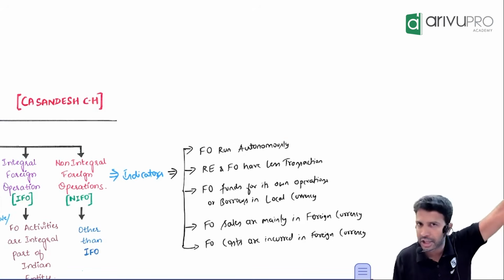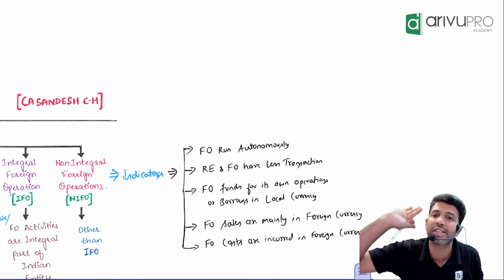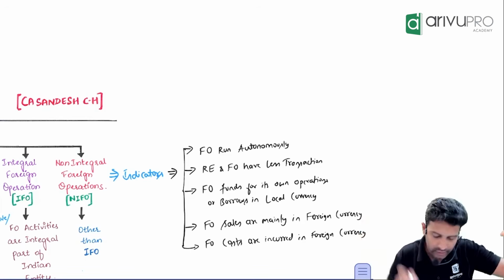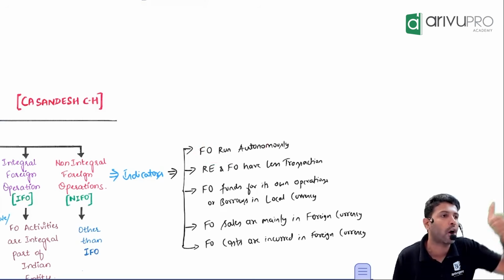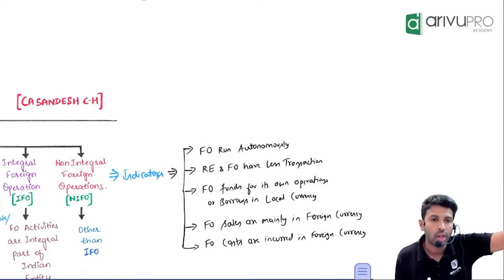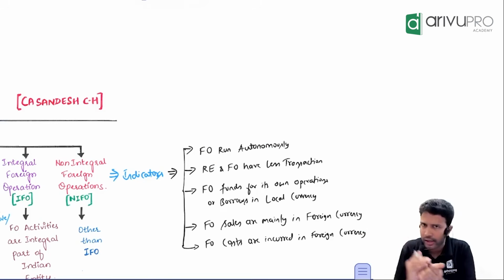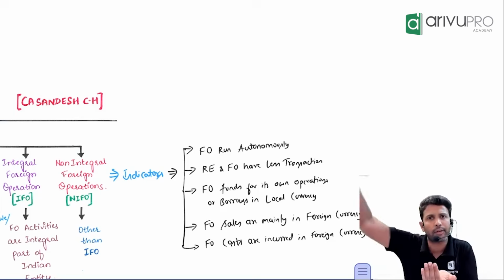It will not reach out to or ask the advice of the Indian entity. It will take all the decisions itself, on its own. That's what we mean by a foreign operation running autonomously. That's the first indicator of what? Non-integral foreign operation.